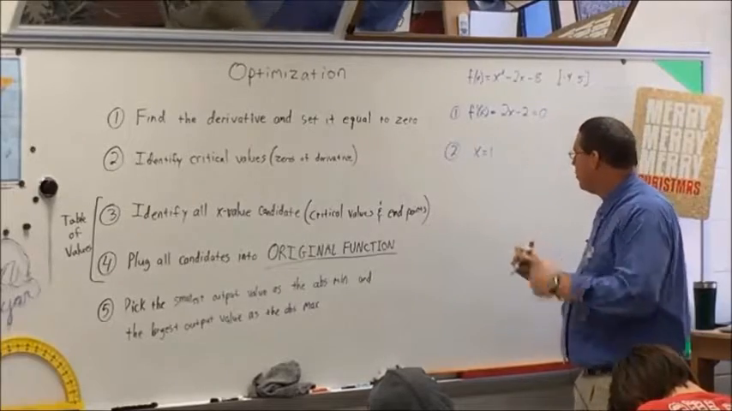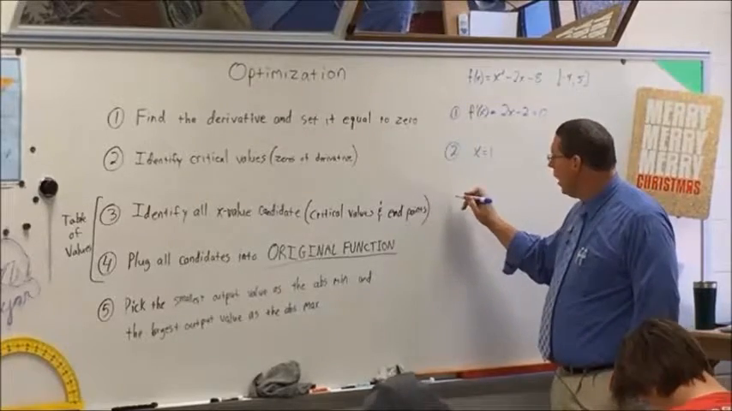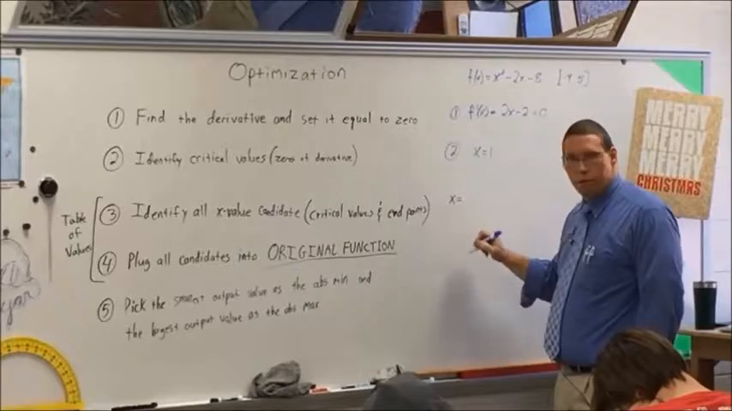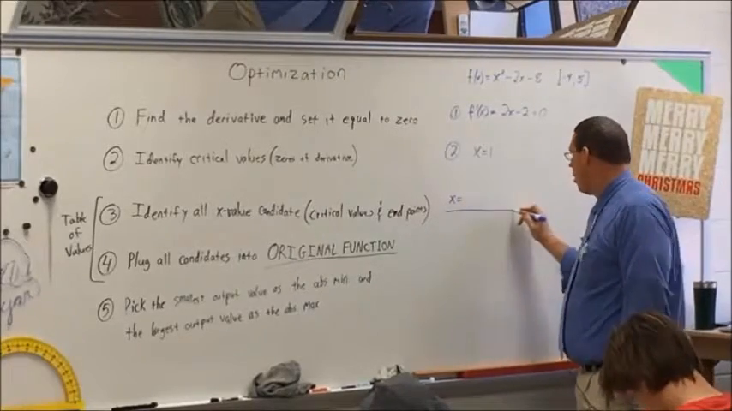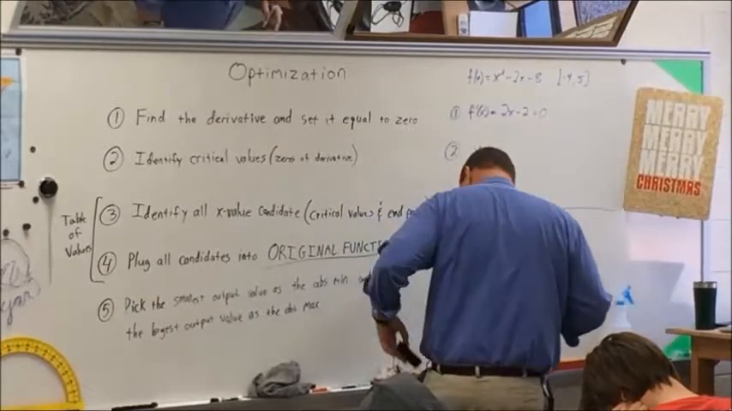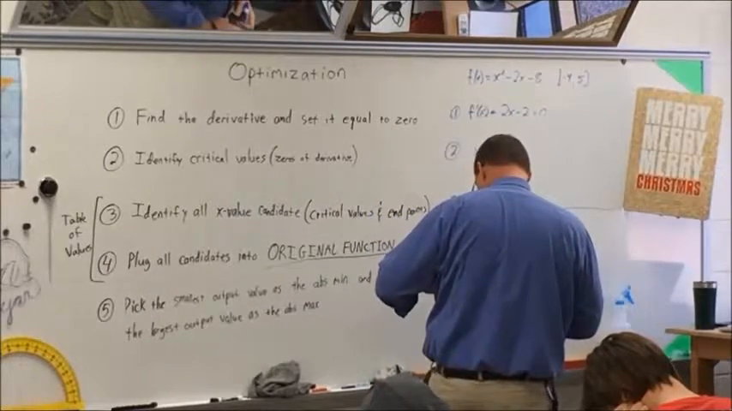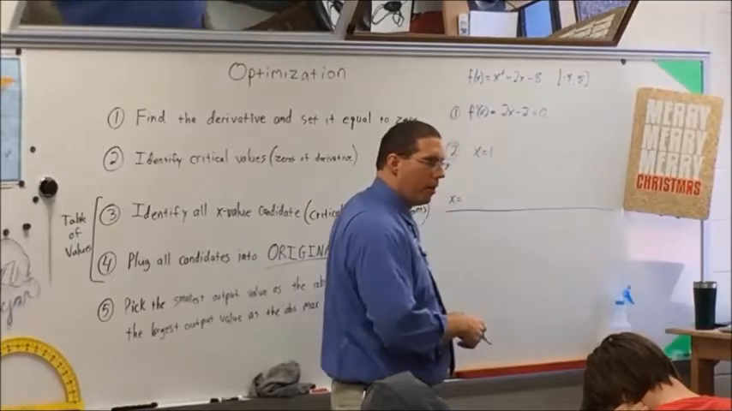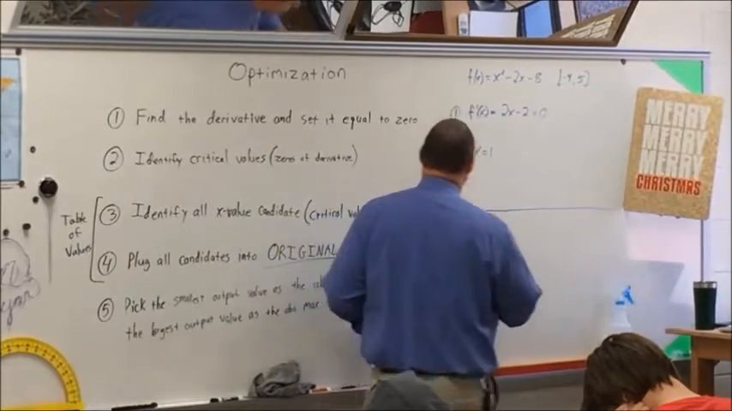Let me show you how I do step 3. I will write x equals, and then I will draw a line. I'm creating a table here. Oops, did I hit a button there? I put my hand in my pocket sometimes, and I don't want to accidentally turn off the recorder.